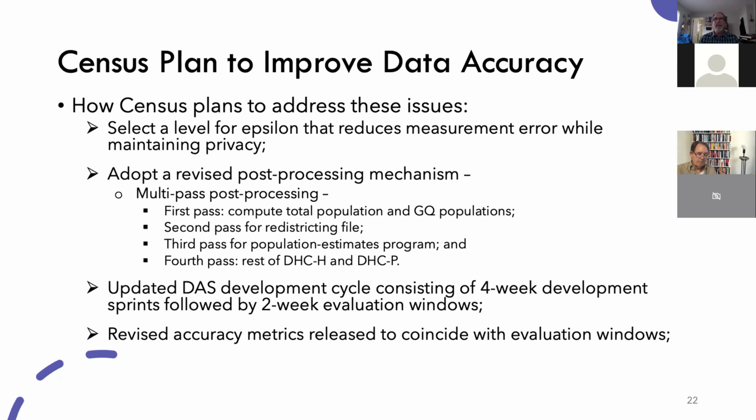It's now consisting of a series of 4-week development sprints, followed by 2-week evaluation windows. During these 2-week evaluation windows, the plan, at least up to this point, is to release a series of metrics that the Census Bureau has derived to measure the accuracy of each of the subsequently released estimates. We'll talk about that in a minute.